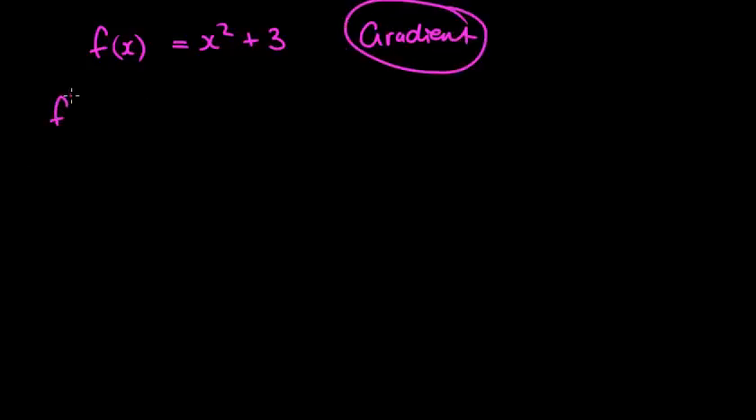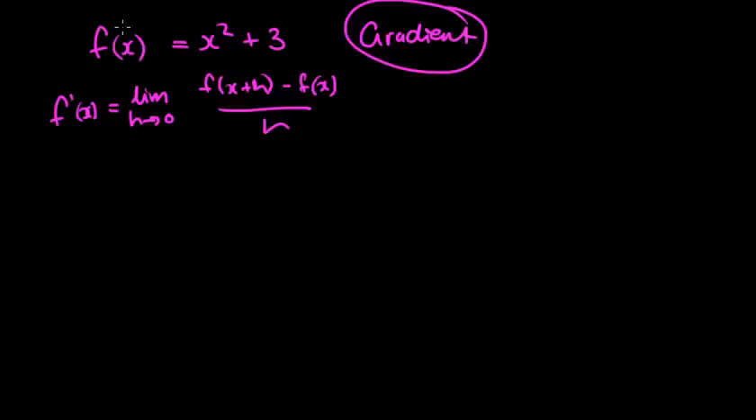So f dash of x is equal to, as the limit h approaches 0, f of x plus h minus f of x, over h. Now we have f of x, we know that equals x squared plus 3. What we don't have is f of x plus h. So we need to find that very quickly.